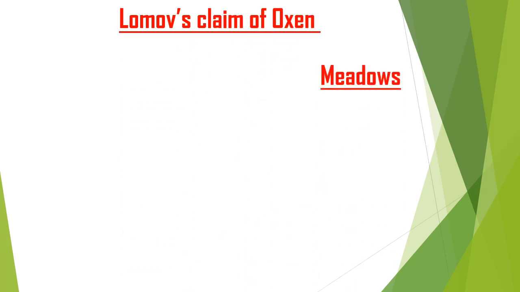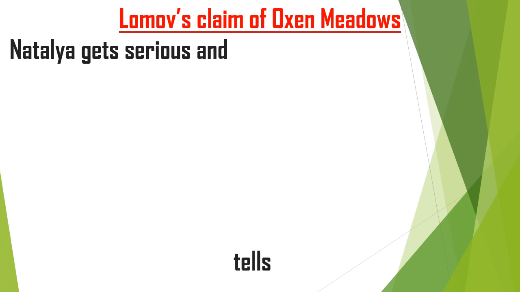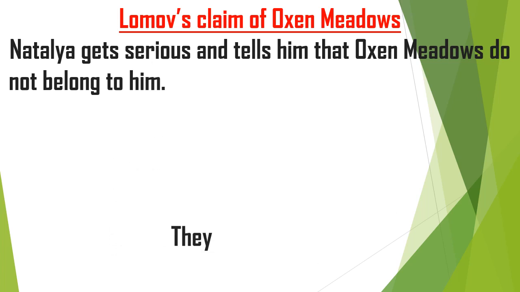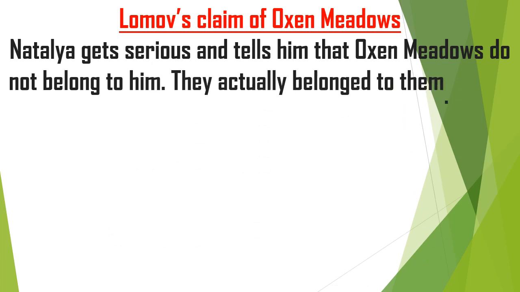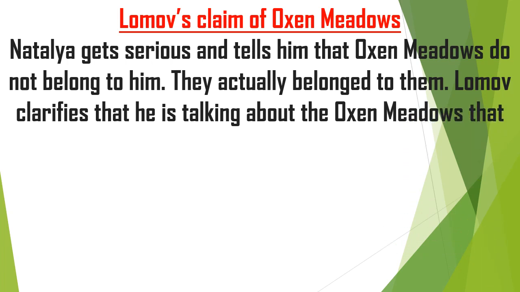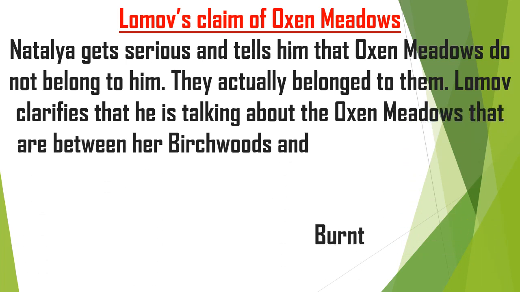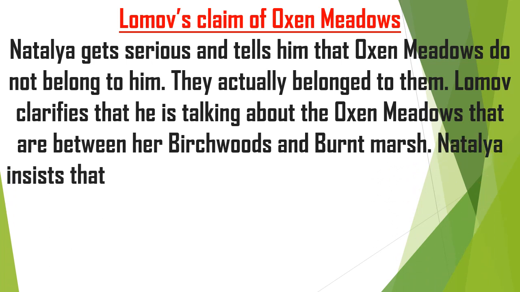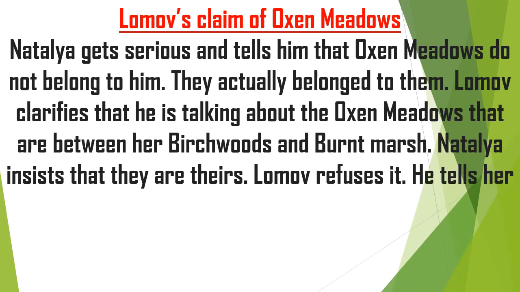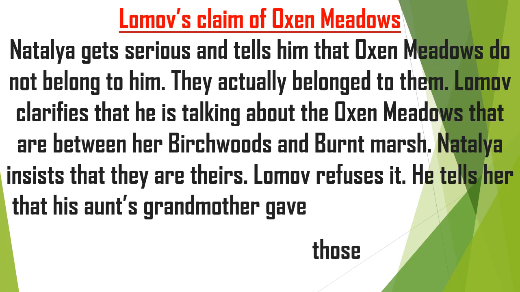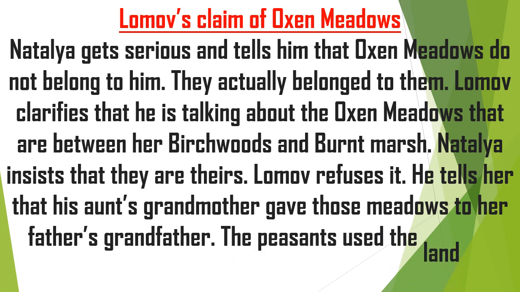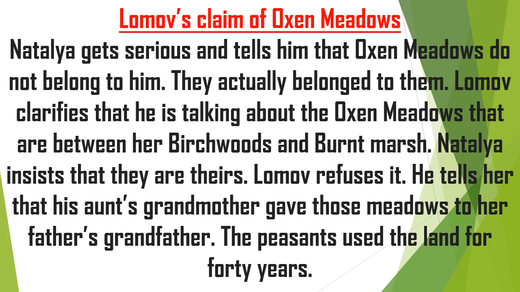Now next heading, it is Lomov's claim of oxen meadows. Natalia gets serious and tells him that the oxen meadows do not belong to him. They actually belonged to them. Lomov clarifies that he is talking about the oxen meadows that are between her birchwood and burnt marsh. Natalia insists that they are theirs. Lomov refuses. He tells her that his aunt's grandmother gave those meadows to her father's grandfather. The peasants used the land for 40 years.